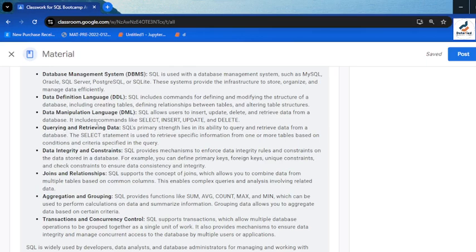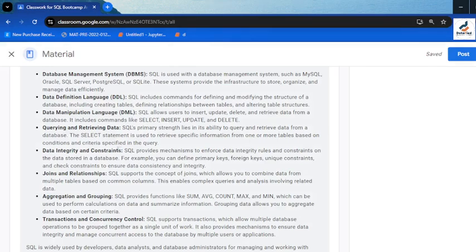And then we have what we call querying and retrieving data. So SQL's primary strength lies in the ability to query and retrieve data, basically, right? What are we using SQL to do? We want to use this language, structured query language, to be able to retrieve data, to get data from the tables in a database that is useful for us. That's basically what we want to use SQL for, right?